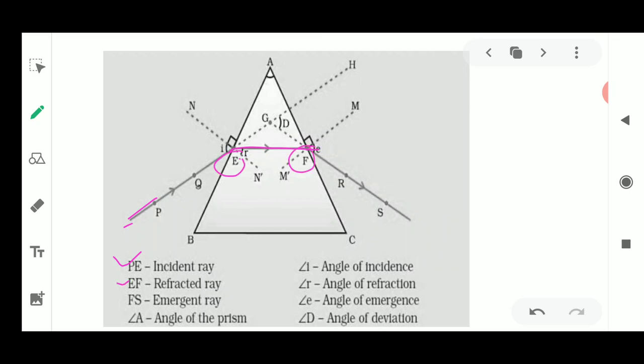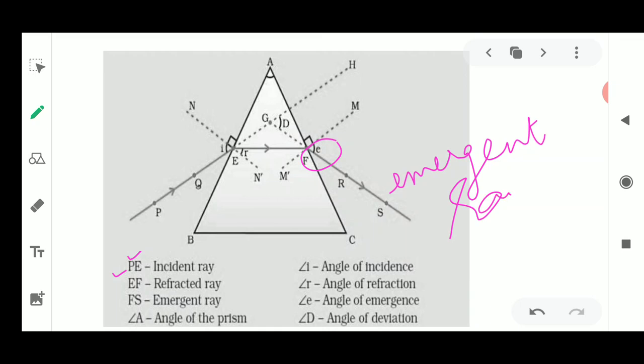Next, after refracting, it crosses to the other side of the glass prism by bending again. Why this bending takes place at the surface, I think, is very clear to everybody: the optical density at the surface is changing, because of which the light ray is going to bend. Once it bends, it is refracted again. This light ray is known as the emergent ray. Here it is written with alphabets: this FS is the emergent ray.